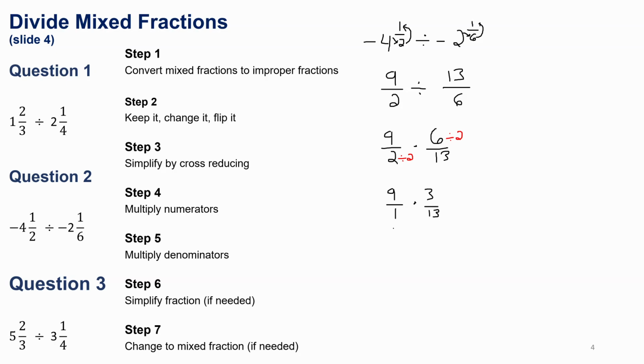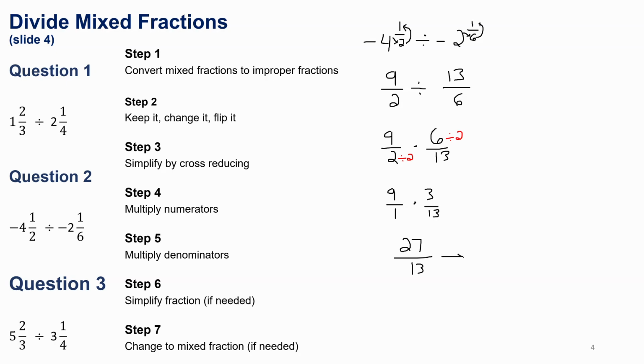Now I can multiply my numerators. 9 times 3 is 27. Multiply my denominators. 1 times 13 is 13. Now 27 over 13 does not have a common factor to simplify by. 13 is a prime number, and since 13 does not go into 27, it can't be simplified. However, it can be changed to a mixed fraction.